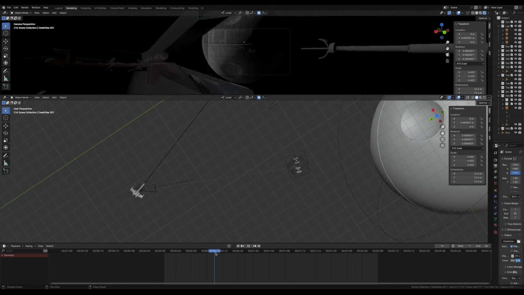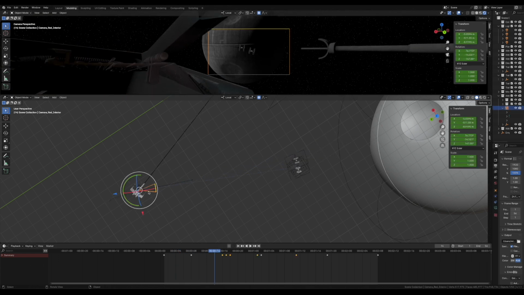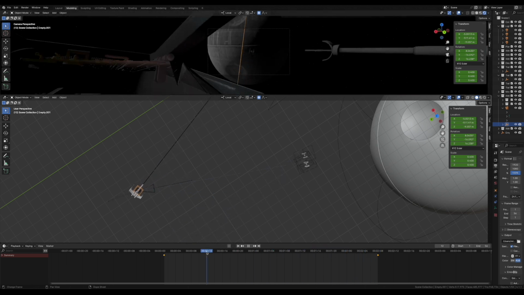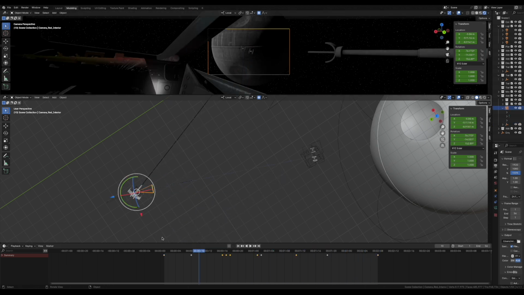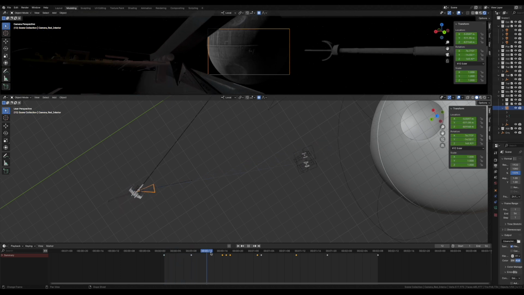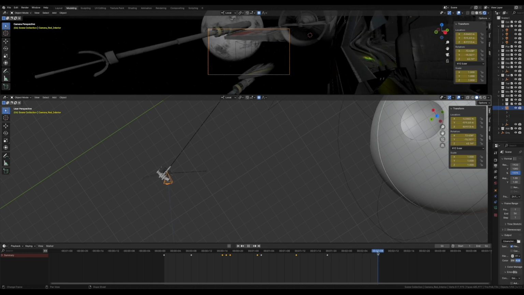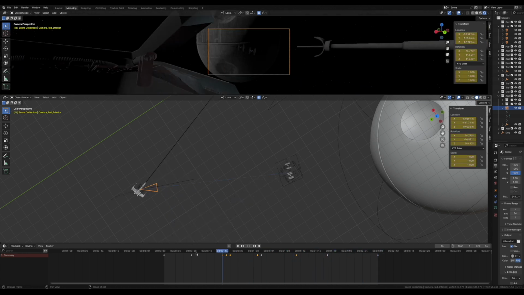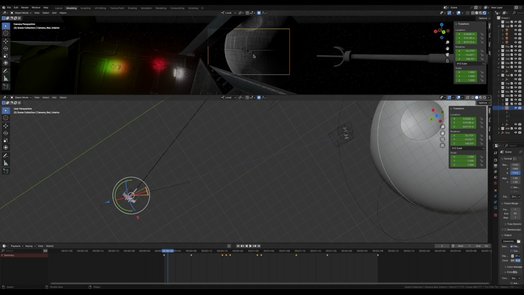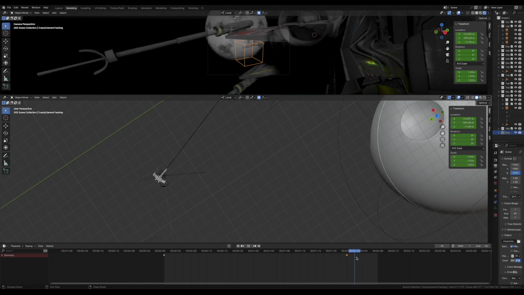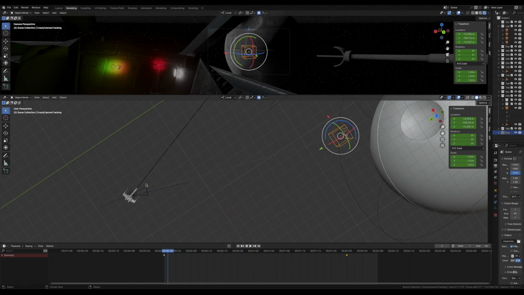Looking at this, I parented my camera to the X-Wing. The X-Wing itself has two keyframes just to keep it moving, and the camera has multiple keyframes in order to keep the TIE Fighters in the viewport, or in the camera shot, if you will. And the TIE Fighters themselves, just two keyframes. So this was sort of a simple shot once I learned how to parent and do all that fun stuff.